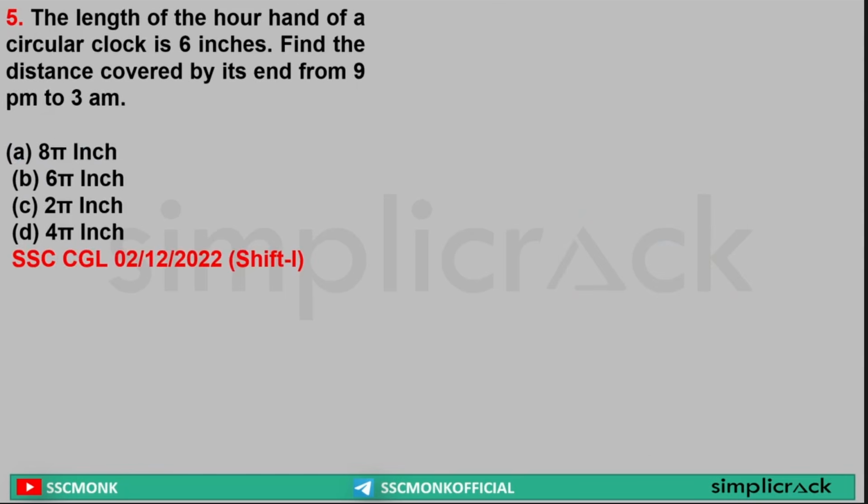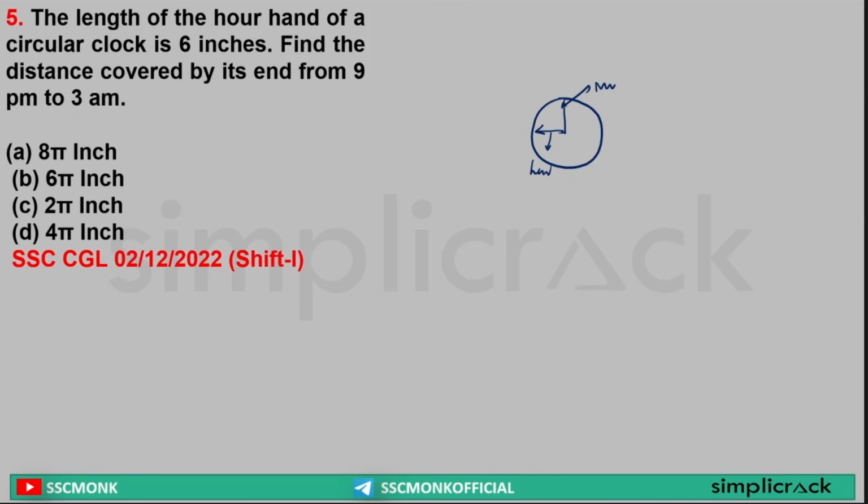Sorted? Next. The length of the hand of a circular clock is 6 inches. Find the distance covered by it from 9 p.m. to 3 a.m. Now understand this. This is a clock. Now 9 p.m. means what? This. Now the smallest one is known as the hour hand. The largest one is known as the minute hand.